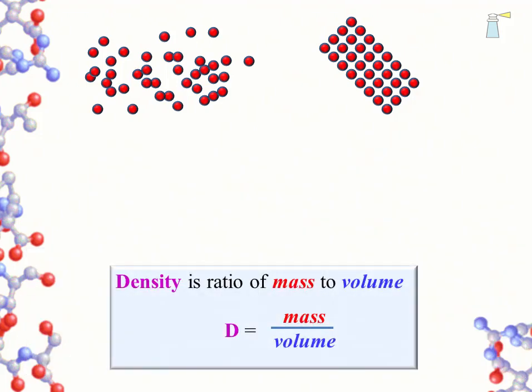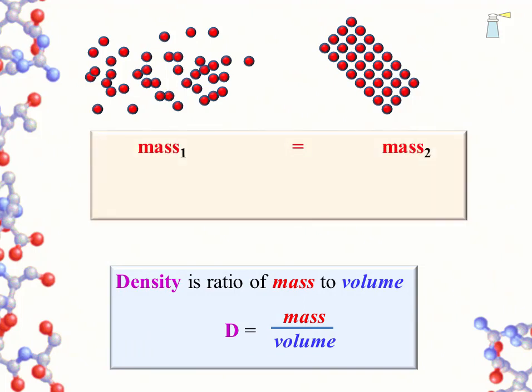We can combine these collections of spheres and the equation of density equals mass over volume to give a greater understanding of density. To begin, the collection on the left, which we will call group 1, and the collection on the right, which we will call group 2, have equal numbers of spheres and therefore have equivalent or equal masses. M of group 1 equals M of group 2.